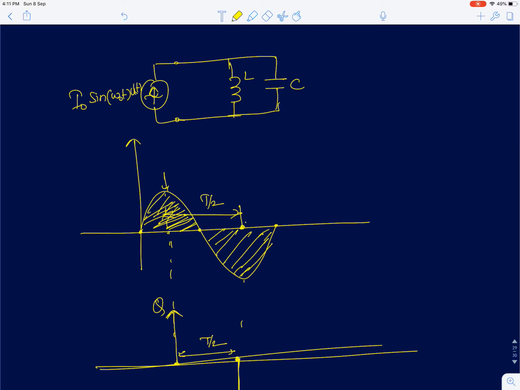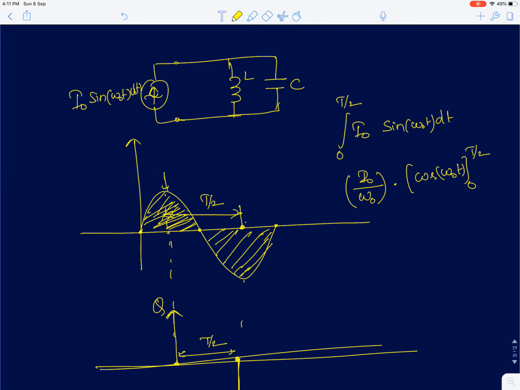You can easily find that area under the sine wave: I naught sine omega naught t integrated from 0 to T by 2 dt. So you'll be left with I naught by omega naught into cos omega naught t from 0 till T by 2.